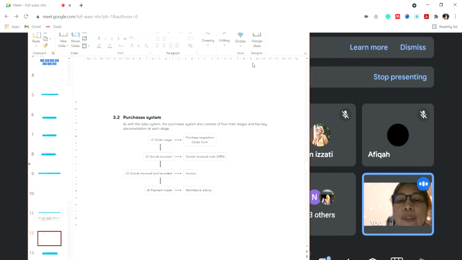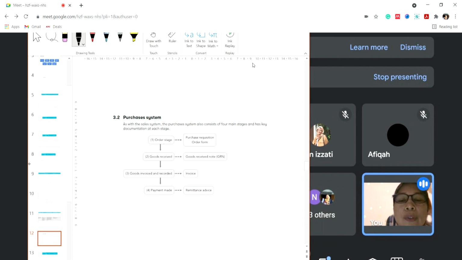This is the purchase system. What should you do? First is the ordering stage. The main document that you have to look into is the purchase requisition order form. I think you have looked at how the system works during your SQL previous day. So in the order stage, this is the document.